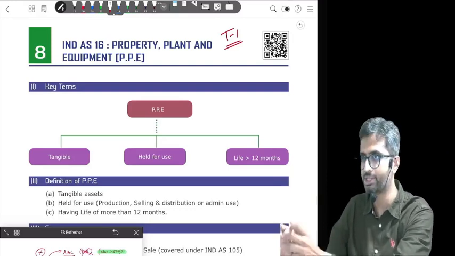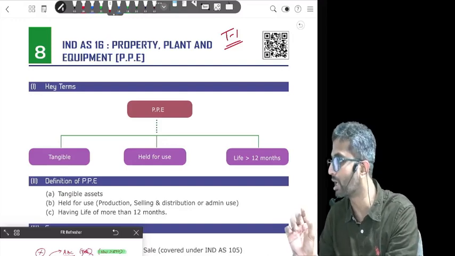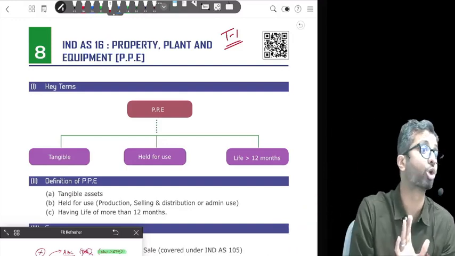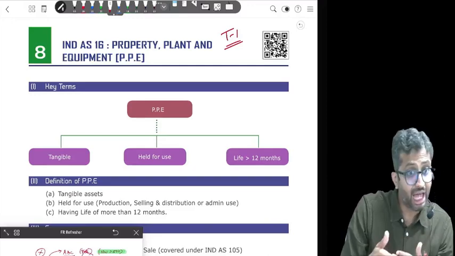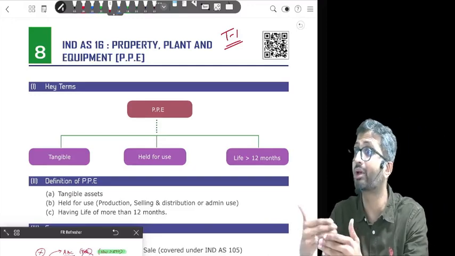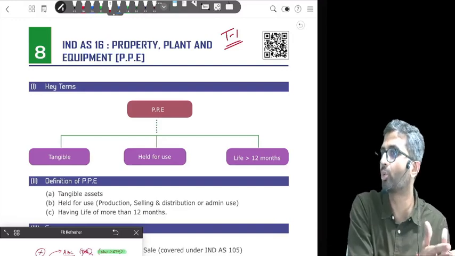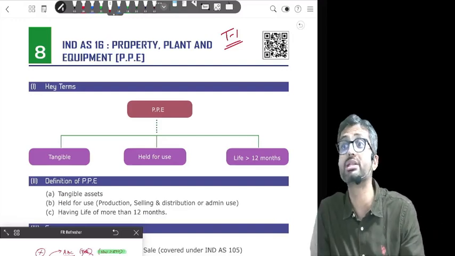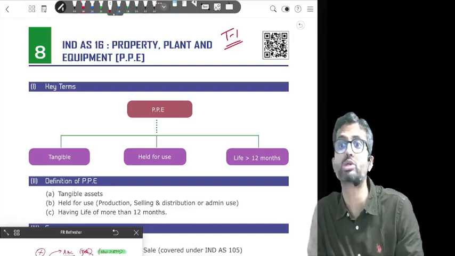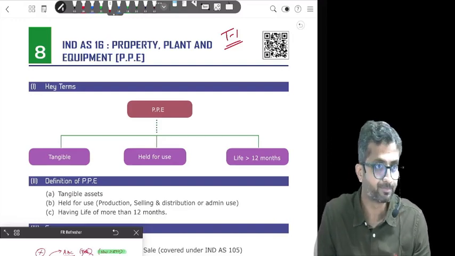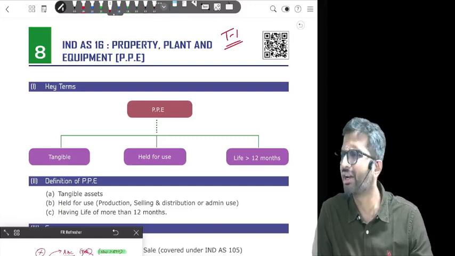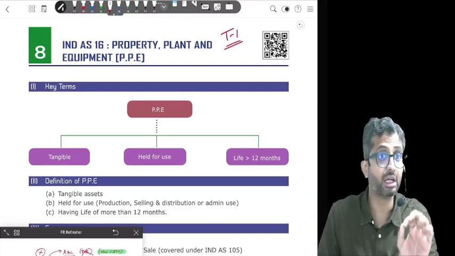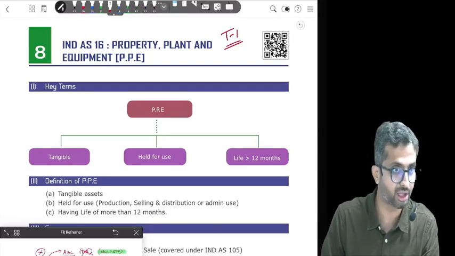Stores and spares. Stores and spares is a tricky part. It can come in an MCQ. A store and spare can be a PPE. A store and spare can also be inventory. Usually, if the life of the store and spare is more than 12 months, we put it along with the PPE. If it is less than 12 months, we take it in consumables within inventory. So, nuts, bolts, screws, etc. will go where? Let's say they have a life of less than 12 months. They will go where? Inventory, stores and spares heading. Are we clear with this?